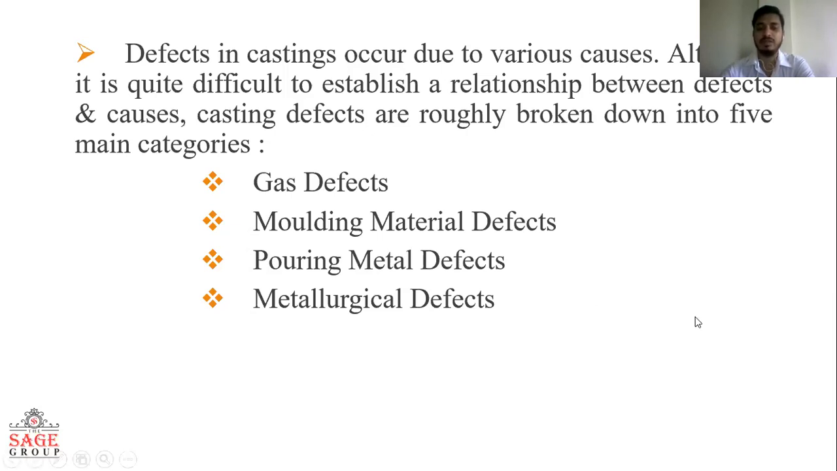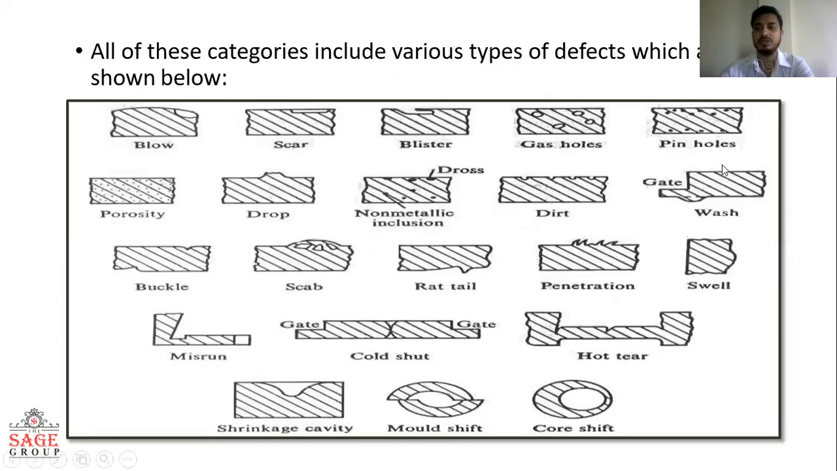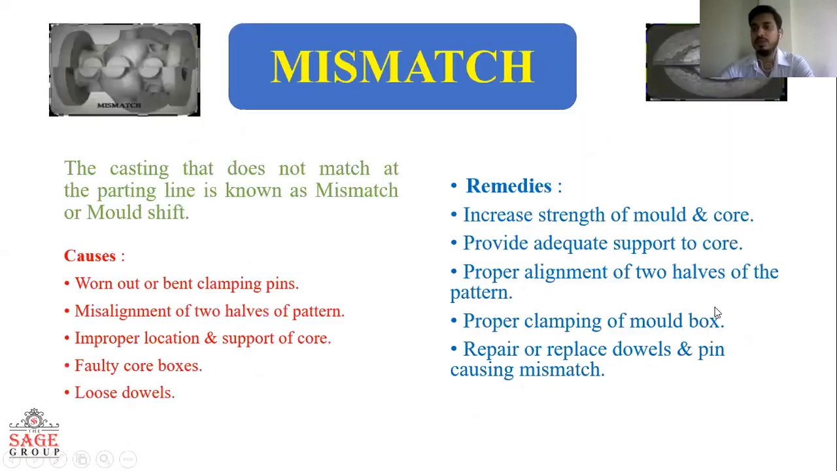We will discuss these defects one by one, right? So this is a combined chart of defects. All these defects occur in a casting, right? One by one, we will discuss all types of defects that occur and what the remedies are to remove these defects and improve the quality.